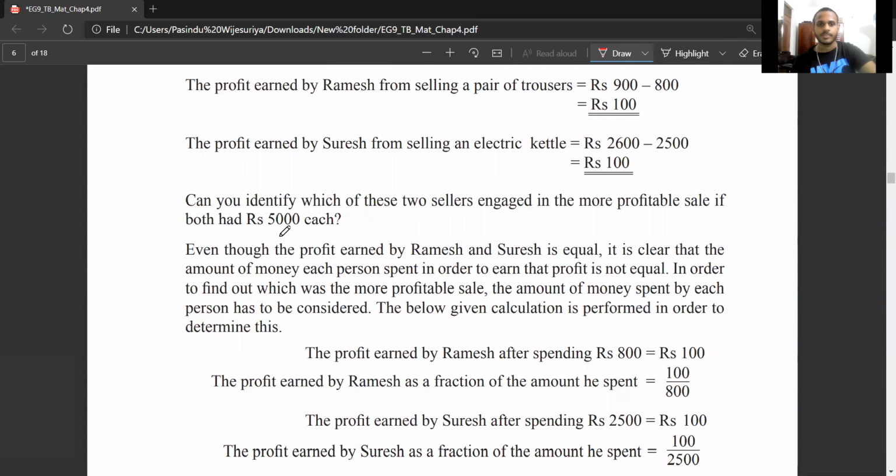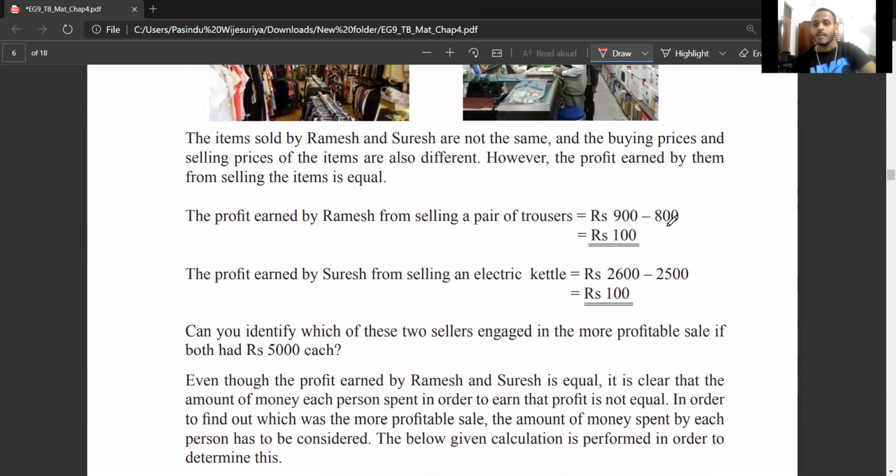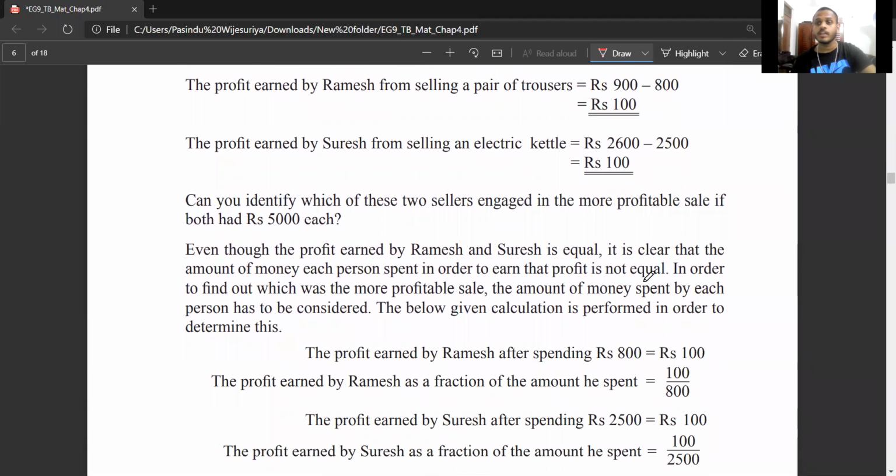Even though the profit earned by Ramesh and Suresh is equal, it is clear that the amount of money each person spent to earn the profit is not equal. Ramesh got 100 rupees and Suresh got 100 rupees, but Ramesh had to spend 800 rupees to get 100, while Suresh had to spend 2,500 to get 100 rupees of profit. That's why we come to the theory of calculating percentages, to make sure which business could be more profitable compared to the other.